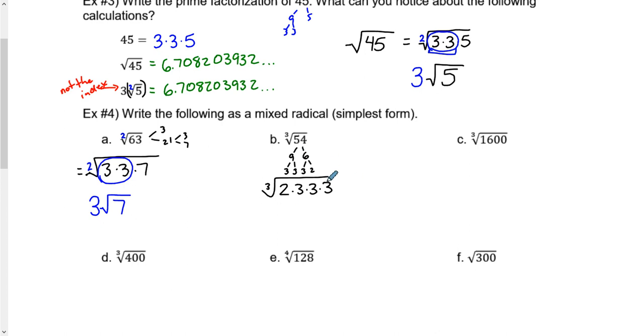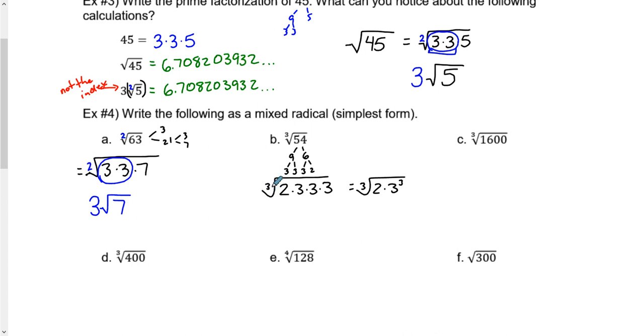Now sometimes it may not be more beneficial to write it like this. For example, you may want to write it in the condensed version, for example, 2 times 3 cubed. Both ways are perfectly fine, but we're still going to be doing the exact same procedure.